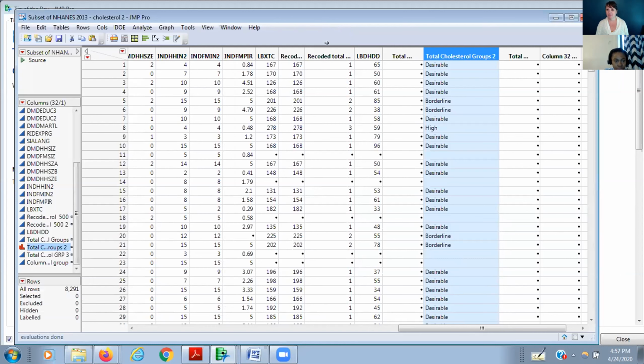Look. Ta-da! Where are you looking at? See your total cholesterol group? Yeah, look at it. It's there. It's because you didn't have quotes. It's a character variable. So you have to tell JMP with those quotes that it's a character in the formula column.